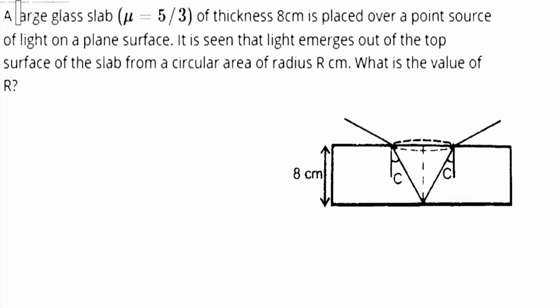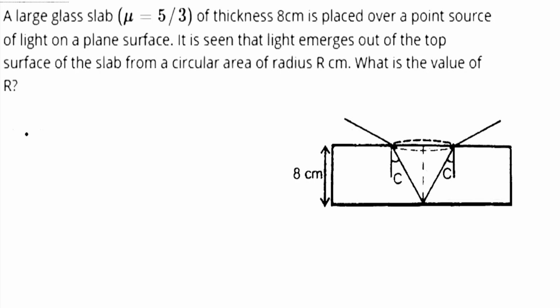Hello everyone. A large glass slab of mu equals 5 by 3 and thickness 8 cm is placed over a point source of light on a plane surface. It is seen that the light emerges out of the top surface of the slab from a circular area of radius r centimeters. What is the value of r? So the question is asking us to find the value of r, which is the radius of the circular area out of which the light emerges.